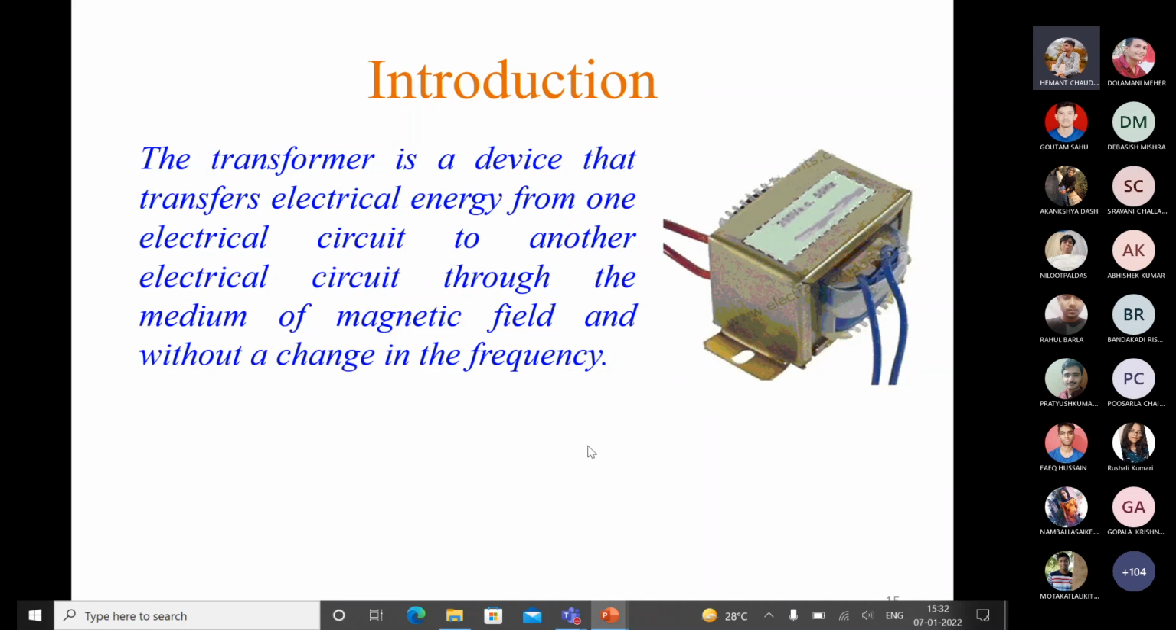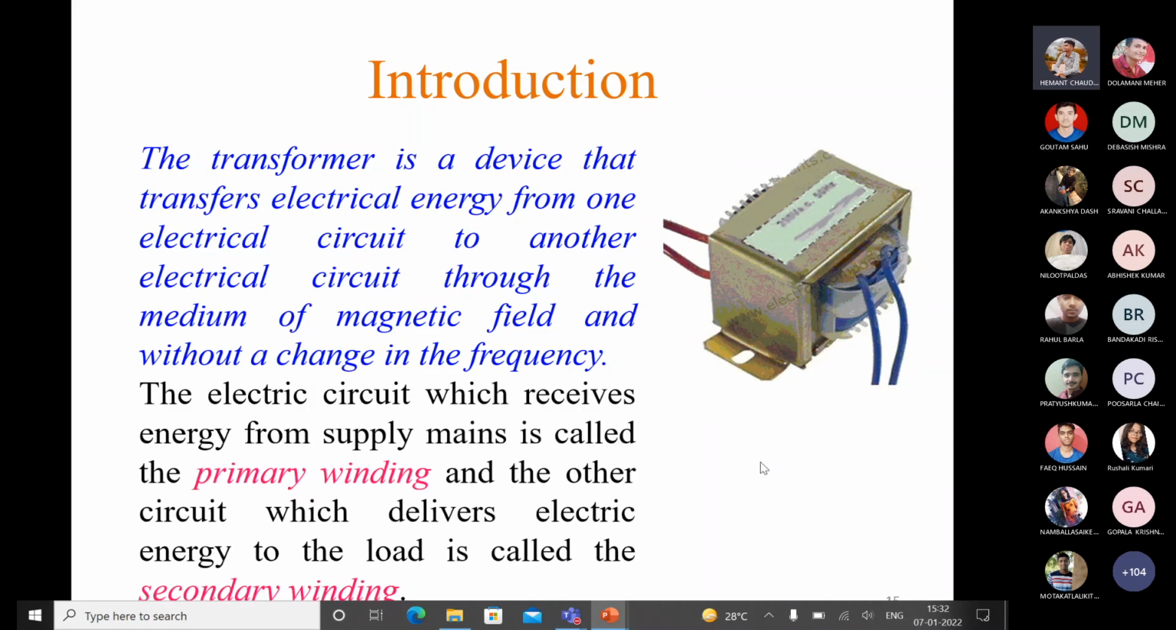Okay, so first of all, the energy supplied to this transformer is first transferred into magnetic energy, and that magnetic energy is reconverted into electrical energy in the second side, I mean the secondary side.